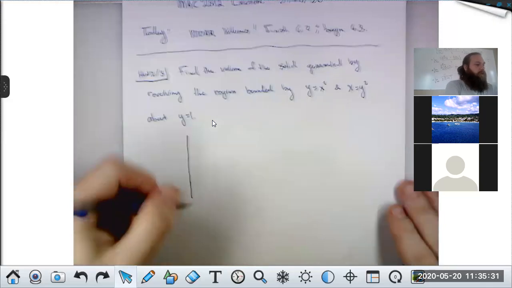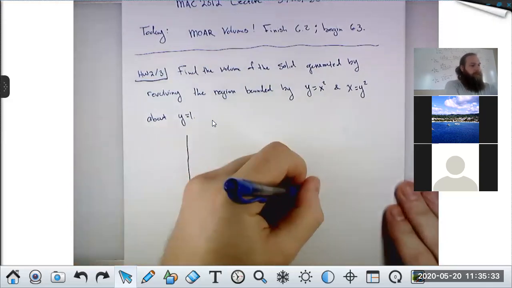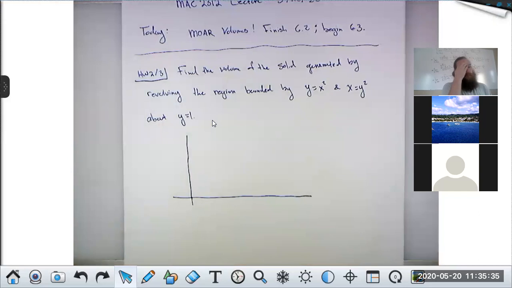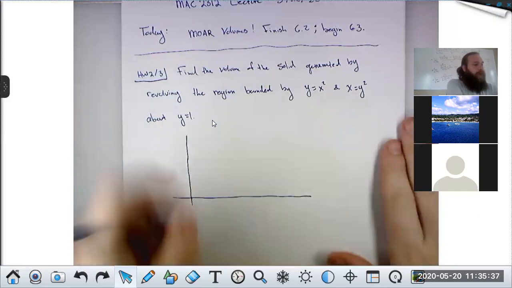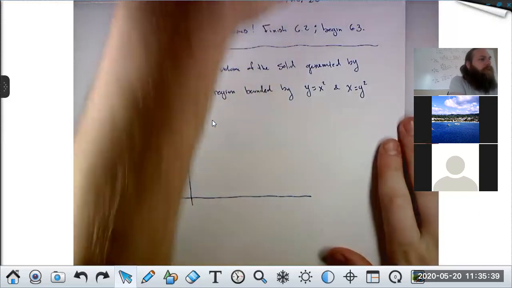So the first thing I need to do is to graph these two curves. y equals x squared.